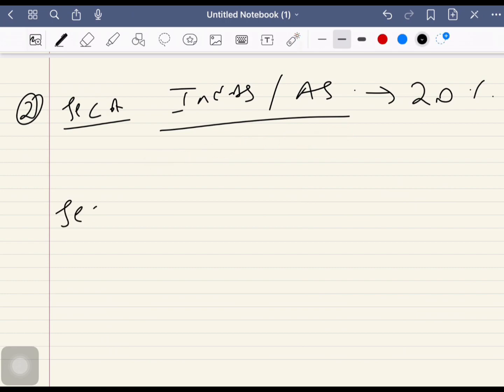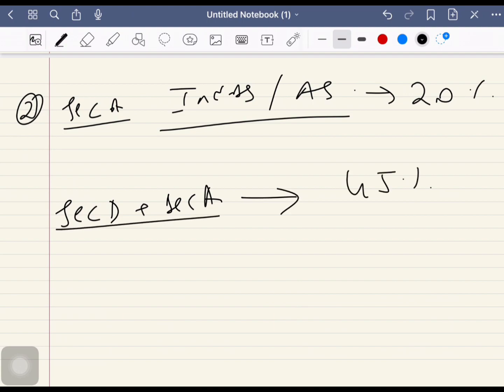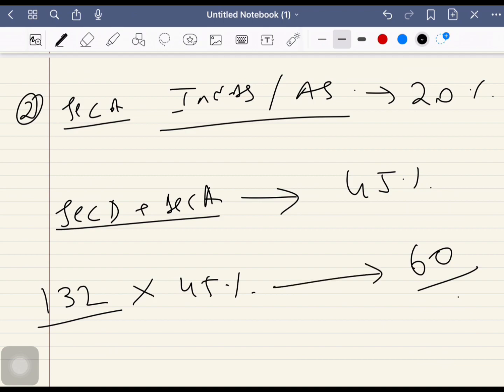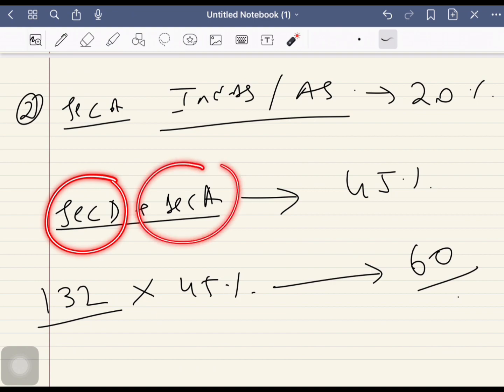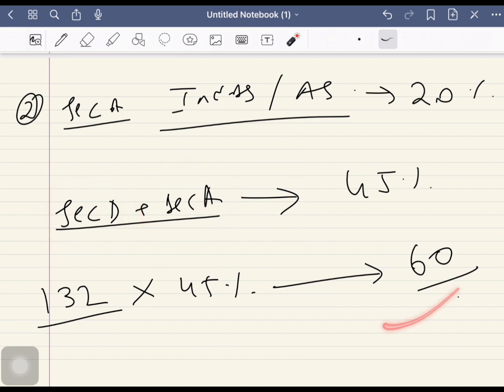So as of now, section D plus section A, these two together comprise 45%. 45% means almost 60 marks. Got confused? See, the question paper will be for 132 marks and 45% of 132 means it will be around 60 marks. So a student preparing only section D and section A will be ready to pass the exam. So that is why I am stressing on theory chapters that much.